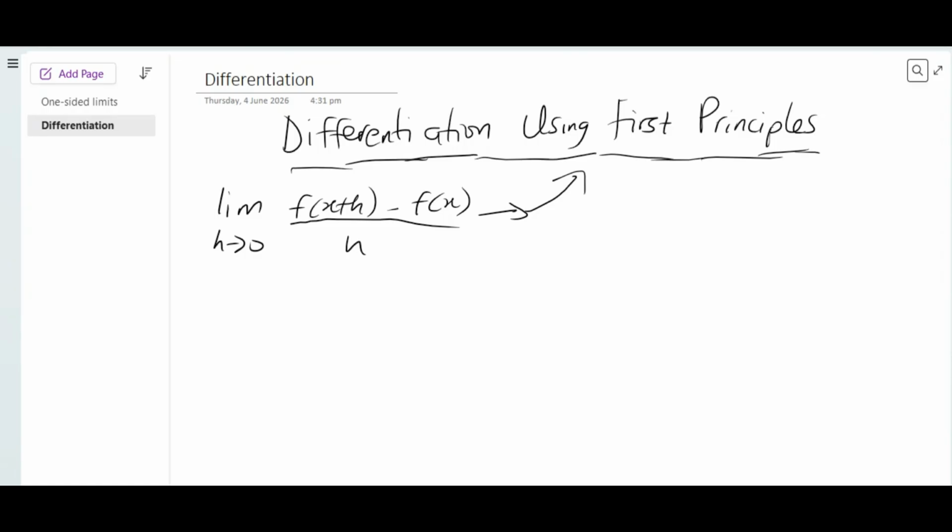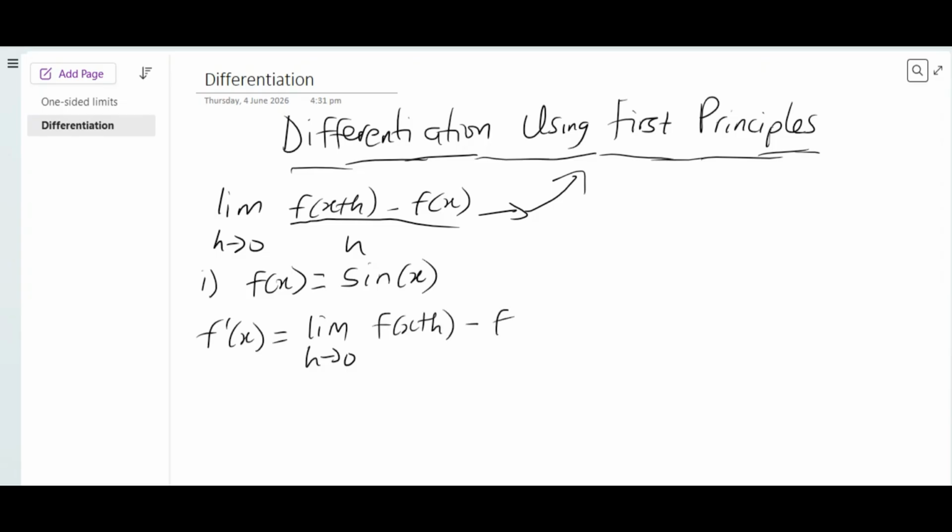However, I am only going to look at some special types of functions. For example, I'm going to look at the derivative of f of x equals sine x. Then I'll do one for the exponential function and then the power function. Alright, so we want to find f prime of x using first principles. So we use the formal definition, limit as h approaches 0, f of x plus h minus f of x all over h.